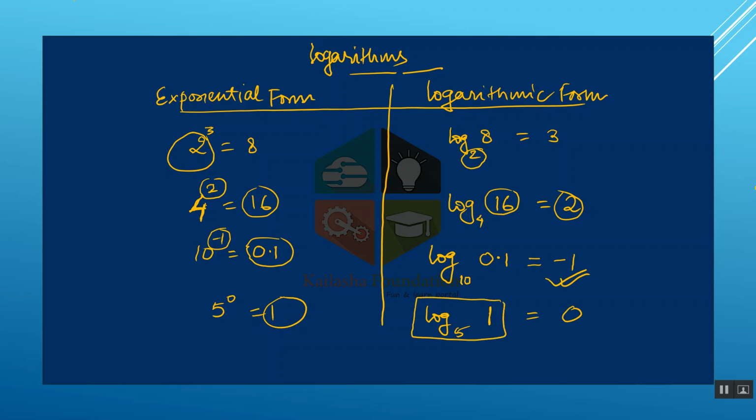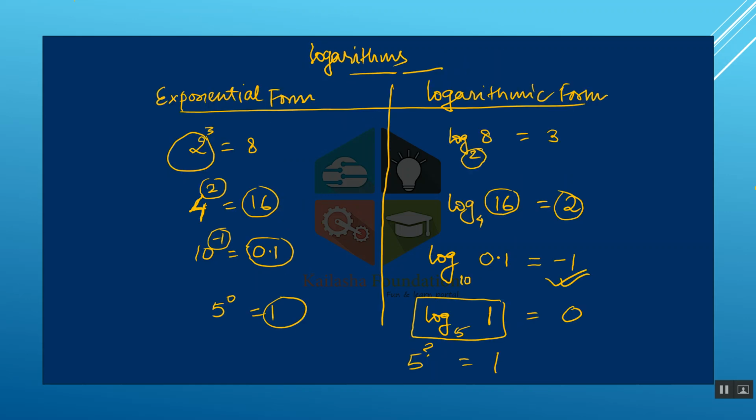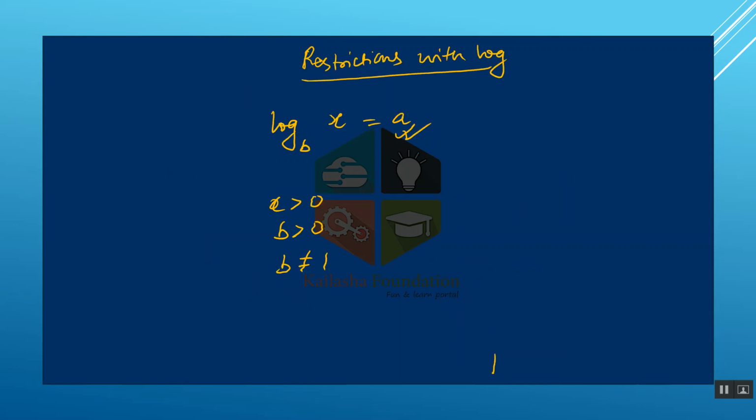Ask this question to yourself: to what power we raise 5 so that we get 1? 5 raised to the power what? 5 raised to the power what is equal to 1? Sorry. 5 raised to the power what is equal to 1? The answer you will get is 0. So this is the funda of log. Okay, now we'll see a few questions.